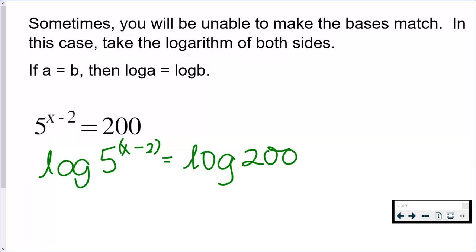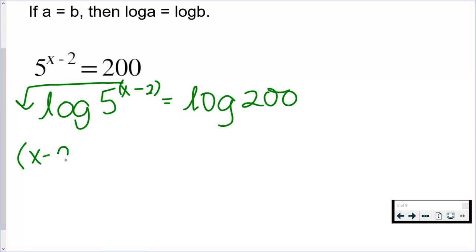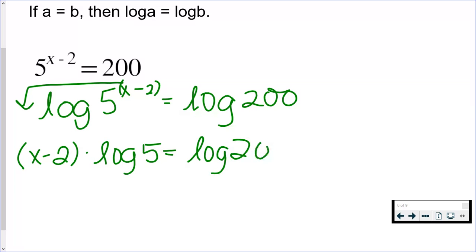So what I'm going to do is solve for x. It's really not too many steps. Please remember your properties. One of your properties is the power property, which states that you can move an exponent to the front of the log. And that only works if you have a log. So I have the exponent of x minus 2. That's going to get moved to the front, and it's going to turn into multiplication. So we have that quantity of x minus 2 multiplied by the log of 5.